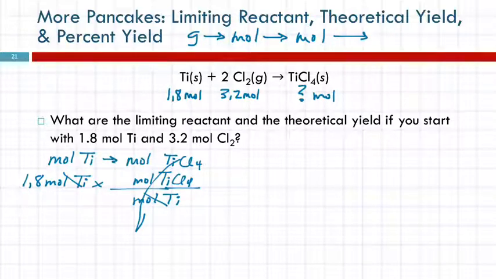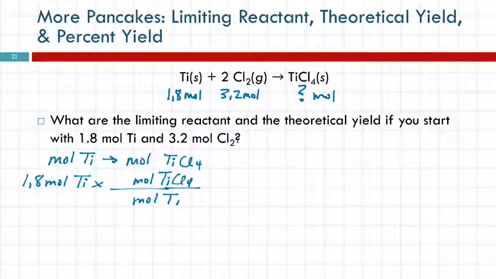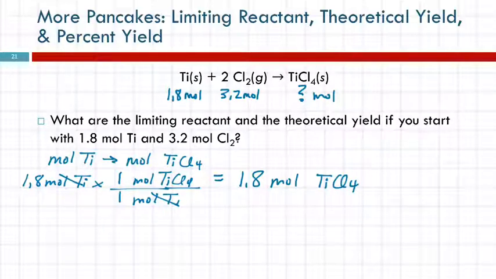Oh well. I want to get rid of that mess I made down here, but whatever. Okay. Mole ratio comes from the balanced chemical equation. 1 mole of titanium will make 1 mole of titanium chloride. You may be thinking, why do I have to write this out? Well, because when it gets more complicated, you need to be able to do it. So if I used up all the titanium, I could make 1.8 moles of product.